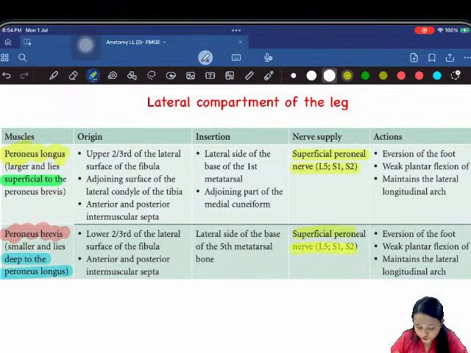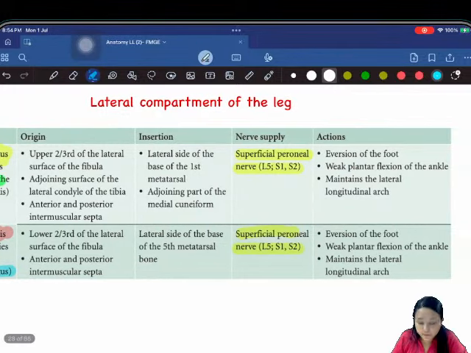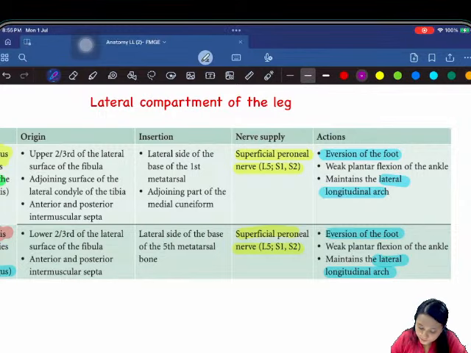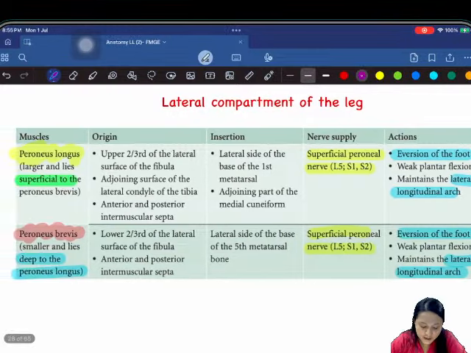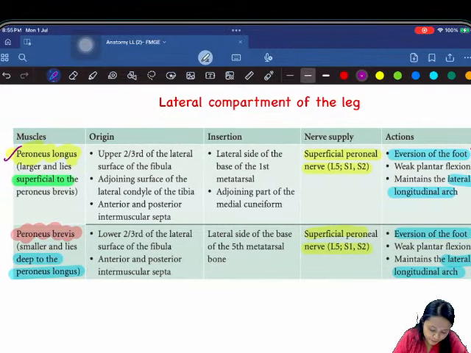So, any question that comes on the lateral compartment muscle, the nerve supply will be the superficial peroneal nerve. The main function of the lateral compartment muscle is eversion of the foot. Okay, it also maintains the lateral longitudinal arches, the arches of the foot, but the main function is the eversion of the foot. So the everters of the foot are the muscles of the lateral compartment, that is the peroneus longus and peroneus brevis. All right.